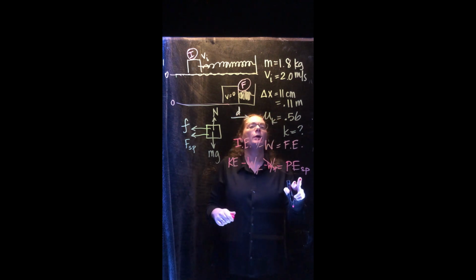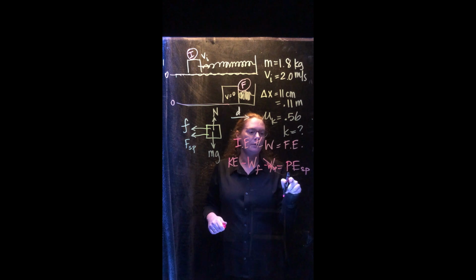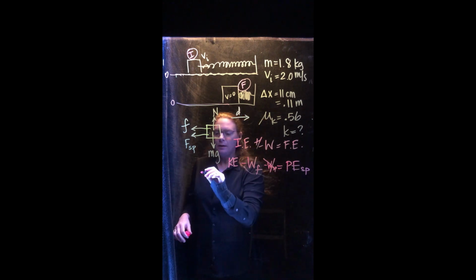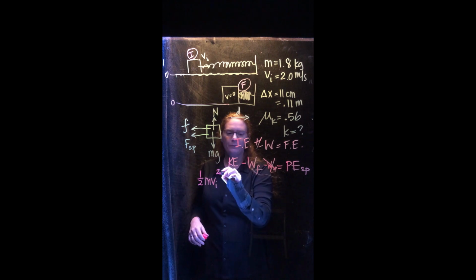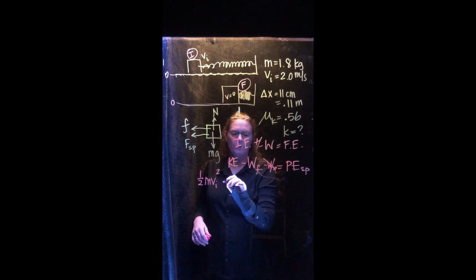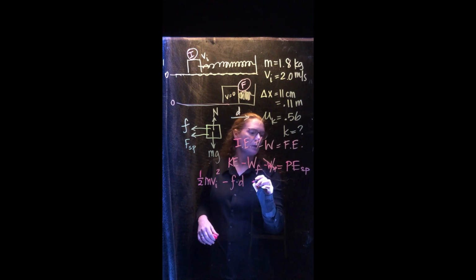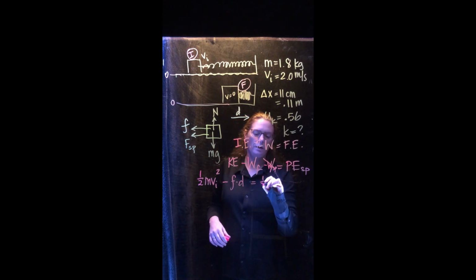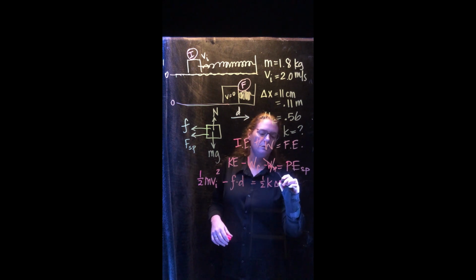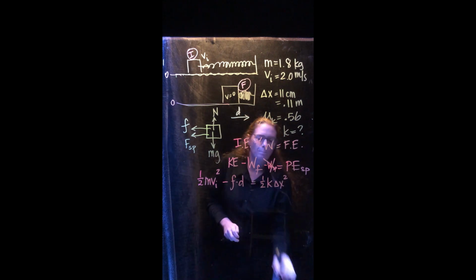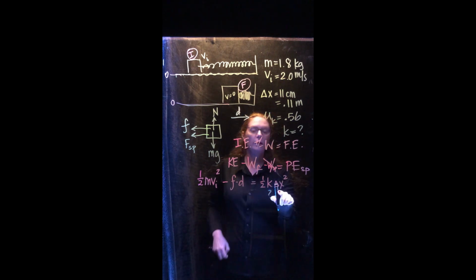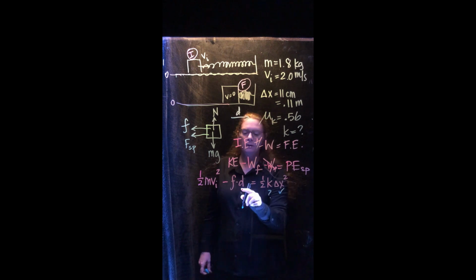What are you looking for? Spring constant. Okay, so that's going to be in this term. Kinetic energy is 1/2 mv squared, and that's initial. Work done by friction, okay, so that's the friction force times the distance, equals PE spring, 1/2 K compression squared. All right, we want to know, hey, do we know this compression? Yes. Do we know the distance? Yes, because that's the same as the compression.